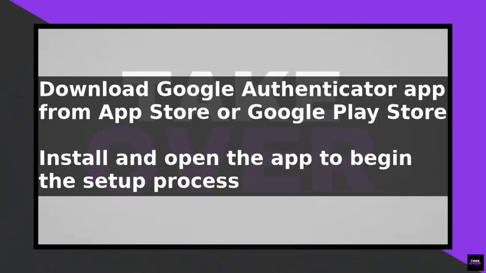Google Authenticator Setup in Minutes is a comprehensive guide to securing your online accounts with two-factor authentication. To get started, you will need a smartphone and a Google account. First, download and install the Google Authenticator app from the App Store or Google Play Store, depending on your device.